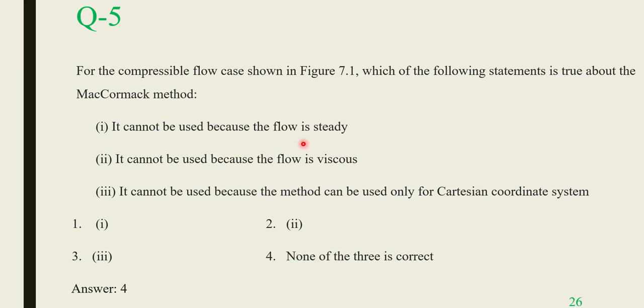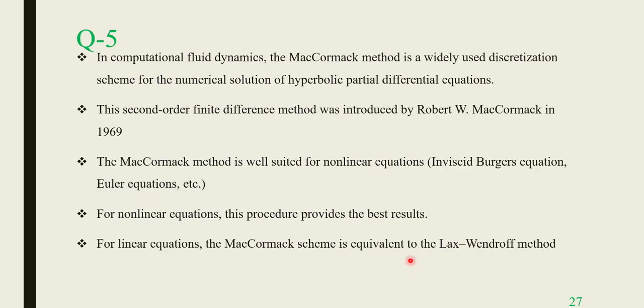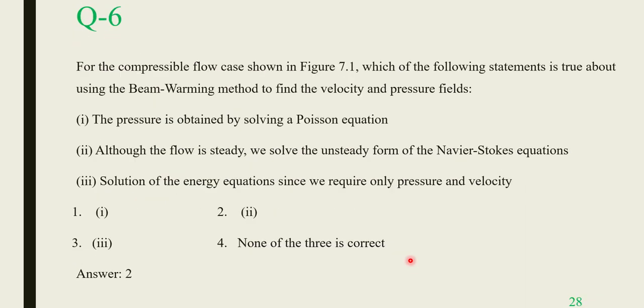In this, it was asked which of the following statements are true about the McCormack scheme. All three statements were false: for steady flows it can be used, for viscous flows it can be used, and for a Cartesian as well as other coordinate systems it can be used. So all three statements are false. So none of the three is correct is the given correct answer for this question. Now we'll move on to question 6.